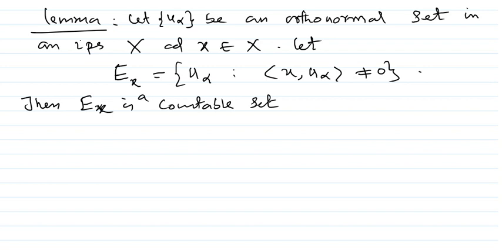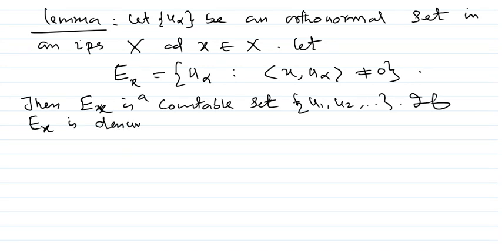Countable it may be finite also, no? Countable set may be finite, finite sets are also countable, but in case it is countably infinite, it's a countable set like u1, u2, and so on. If this set is finite, in the finite case you don't have to do anything. If E_x is denumerable, countably infinite, then you can talk about the convergence of series, because if it is finite then obviously the series will be a finite sum, and the sum will automatically be in our space X. In that case you don't have to do anything.